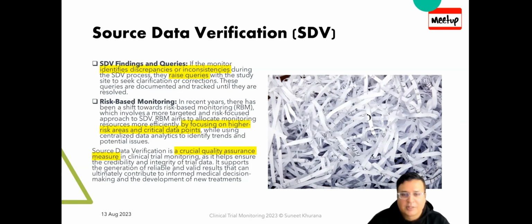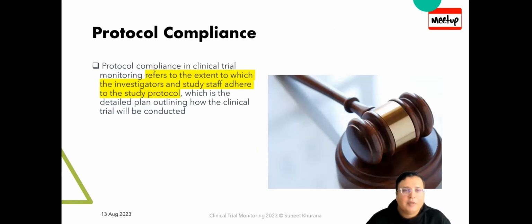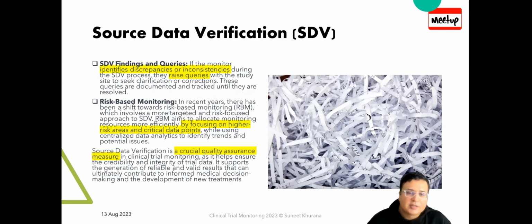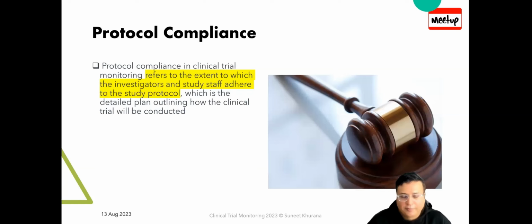So it reminds me of that. Then we have protocol compliance. So we discovered the SDV. The next responsibility of the monitor is to look at the protocol compliance.